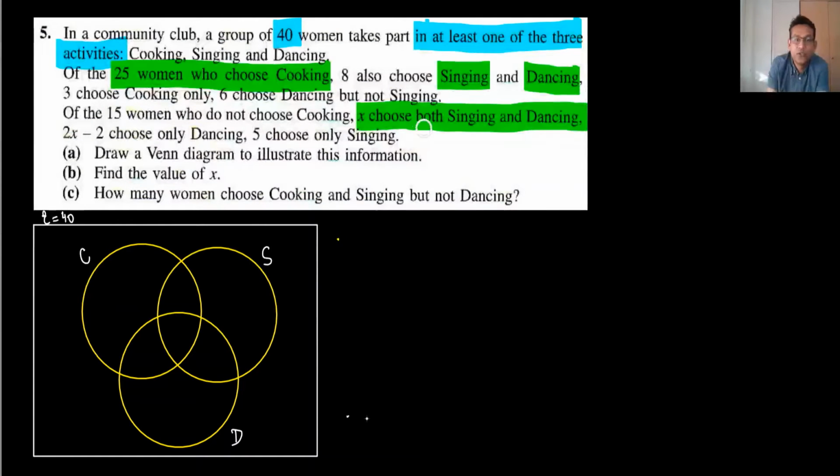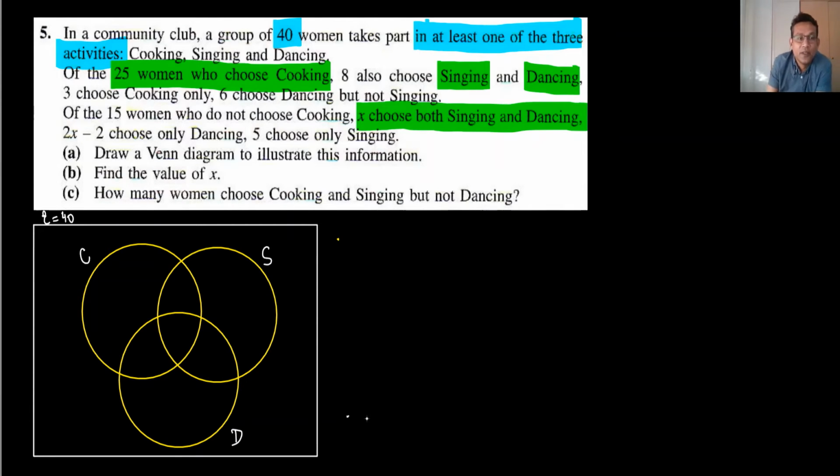X choose both singing and dancing. So it means not only, remember, this is not, and here only means this area, and this area only. And this is also only when we are talking about cooking and singing. And this is also only when we're talking about dancing and singing. And this is also only when we're talking about cooking and dancing.